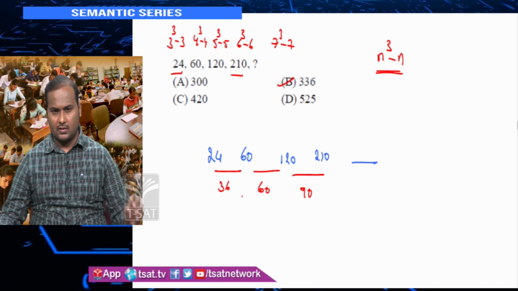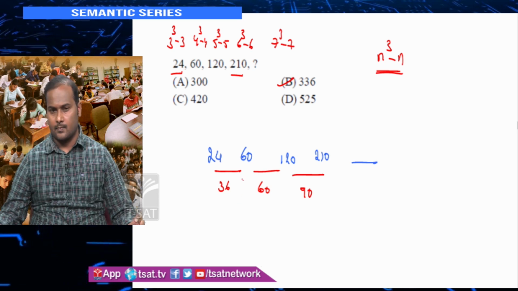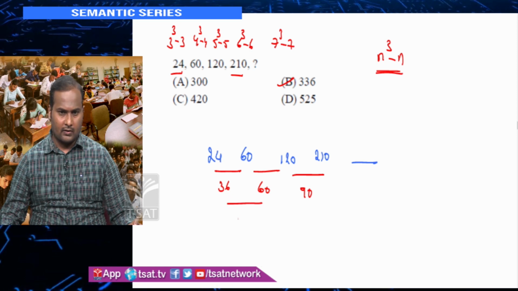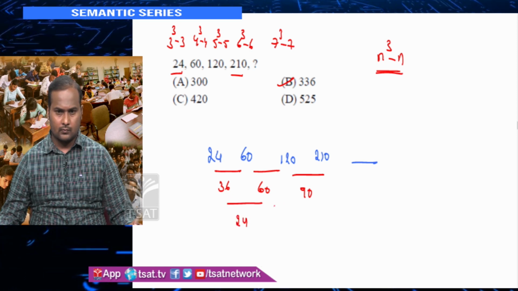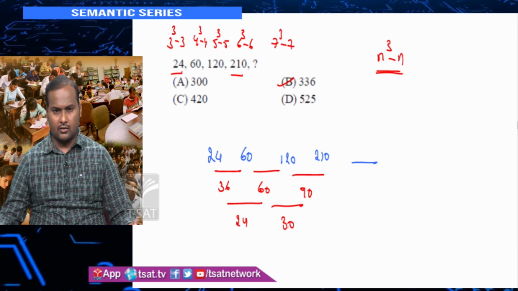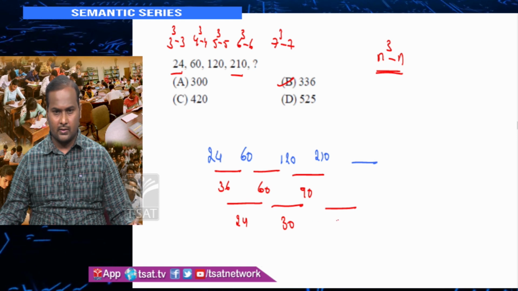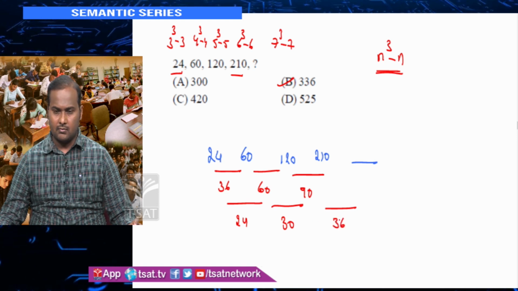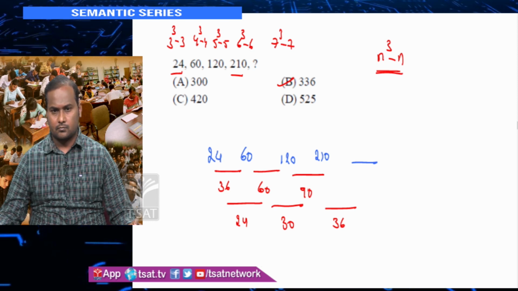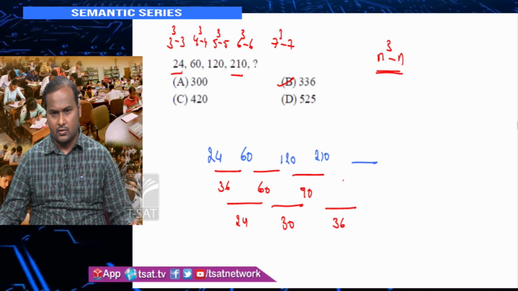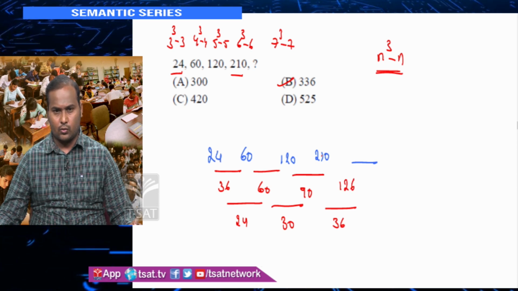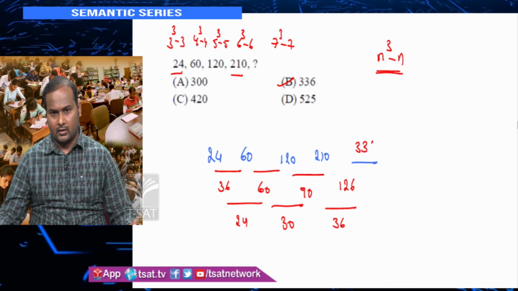So whenever you see a consistent increase, then again you take the difference. So what is the difference here? The difference here is 24, the difference here is 30. So what will be the next difference? Obviously it will be something like 36. So 36 plus 90, that is 126. So add again 126. So 126 plus 210, your answer will be 336.